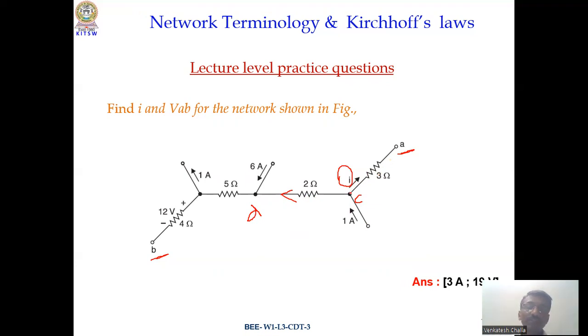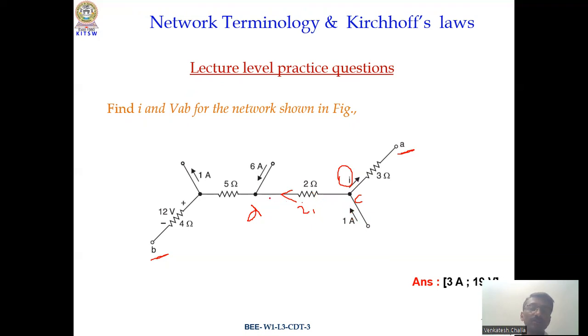Hence you can see here this current, whatever is there at this junction, I can write the KCL equation. Let us say this is I1, so I1 plus I is equal to 1 ampere. These two are outgoing, and 1 ampere is incoming. So now for that we can solve for the current I1.